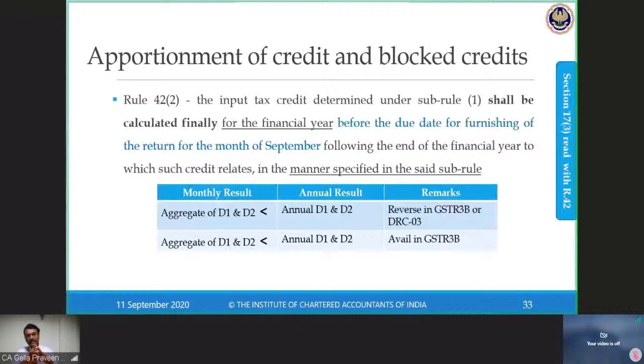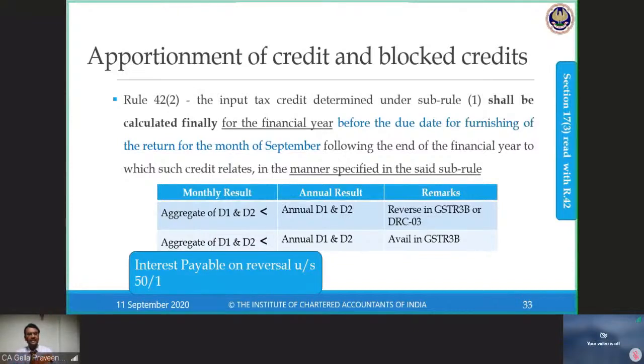Sir, I have done this. Now, is there any time limit for reversal of this? Answer is yes. We'll understand a little while later. So what if I have reversed 120 rupees instead of 100 rupees? They say, please avail the input tax credit. If you have reversed more than what you have to reverse, please avail that input tax credit.